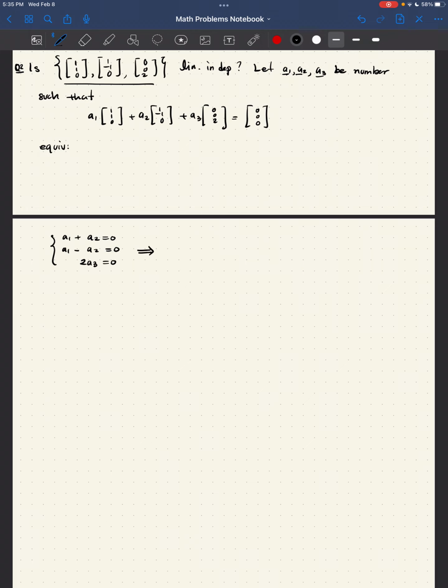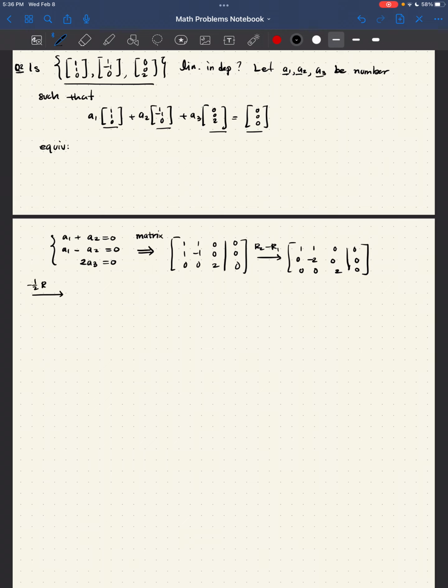Now, to keep things in the same way that we have done before, we're going to turn this into a matrix where the columns are exactly the vectors that we have here. So that would be 1, 1, 0, 1, -1, 0, 0, 0, 2, 0, 0, 0. We start with the reduction process in order to gain understanding about the solution to this system. So we have row 2 minus row 1. Now it turns into 1, 1, 0, 0, 0, -2, 0, 0, 0, 0, 2, 0. Next operation, -1/2 of row 2. So our matrix becomes 1, 1, 0, 0, 0, 1, 0, 0, 0, 0, 2, 0.